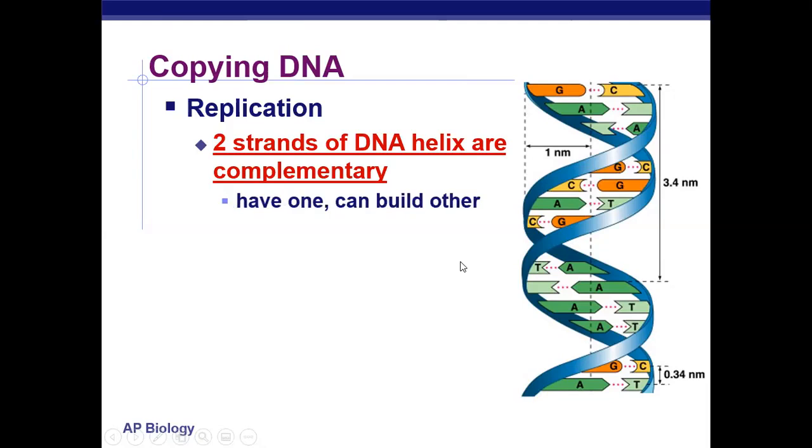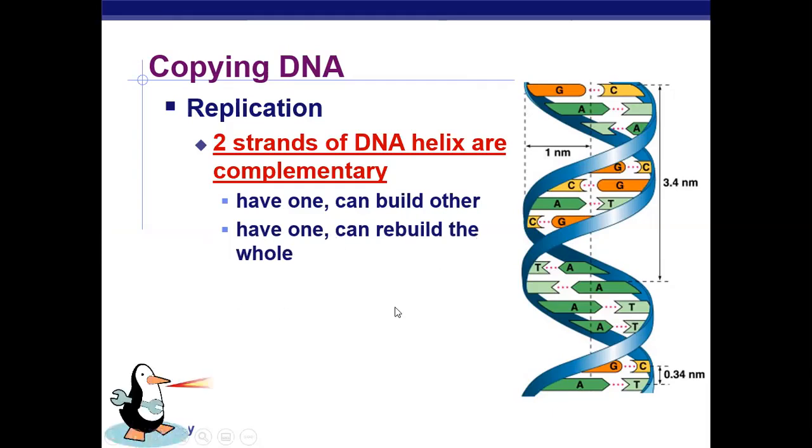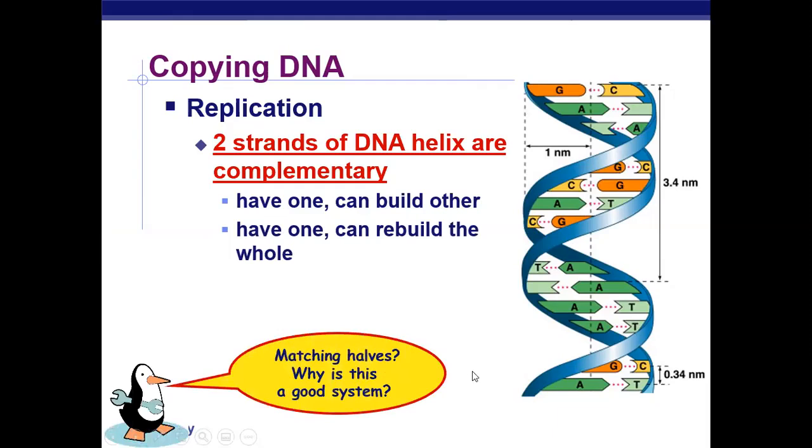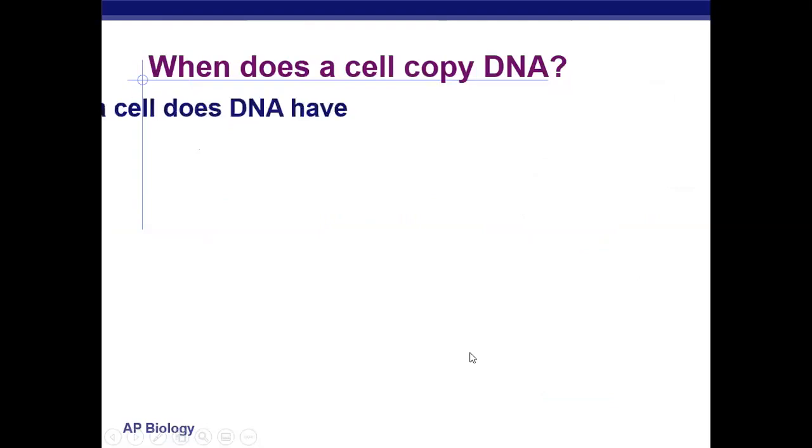It's complementary, which means that even if you pull it apart, if you read only one side, you know exactly what should be on the other side. So if you have one, you can build the other. And if you have one, you can rebuild the entire structure. That's the basis for the replication of DNA. This is a good system because it works.